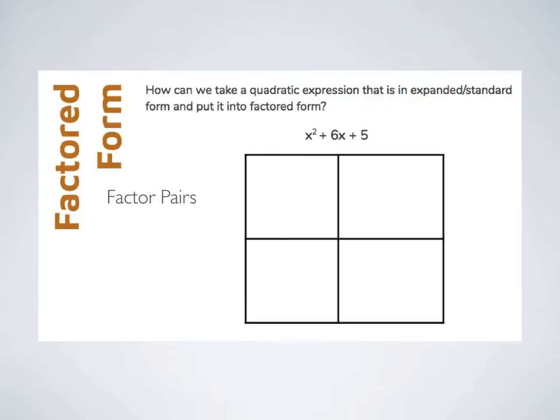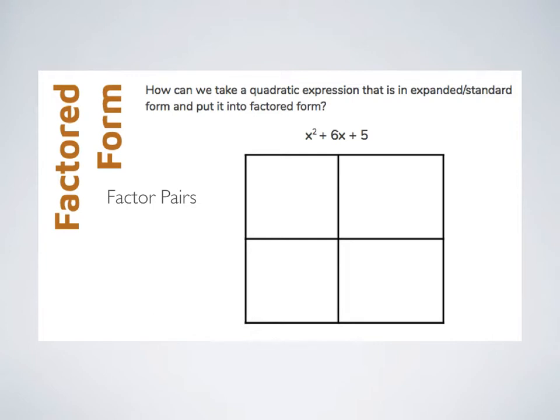So how can we take a quadratic expression that is in expanded standard form and put it into factored form? The first one we want to look at is x squared plus 6x plus 5. Whenever you have a plus situation, when everything's adding, those are the most straightforward, right? Because you know everything is going to be positive. You're going to have an x plus something and x plus something else, okay?